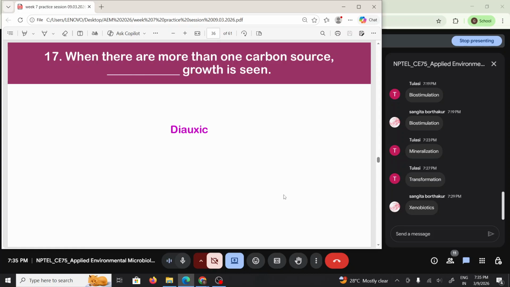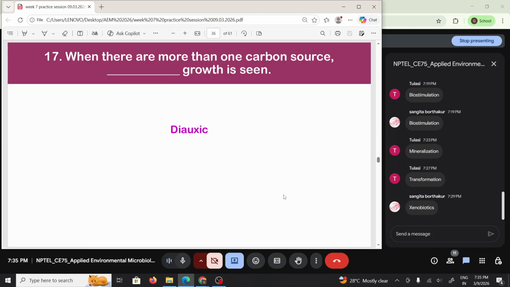So the answer for this is diauxic growth. As I told you, when you imagine a growth curve, typically you have a lag, log, stationary and a decline. But when there is more than one carbon source present in the system, the microbe naturally tends to use the easily utilizable carbon source first. Let's say we have glucose and we also have cellulose. Both are carbon sources. When we have both of these, the microbe naturally tends to use glucose first because it is easily utilizable.